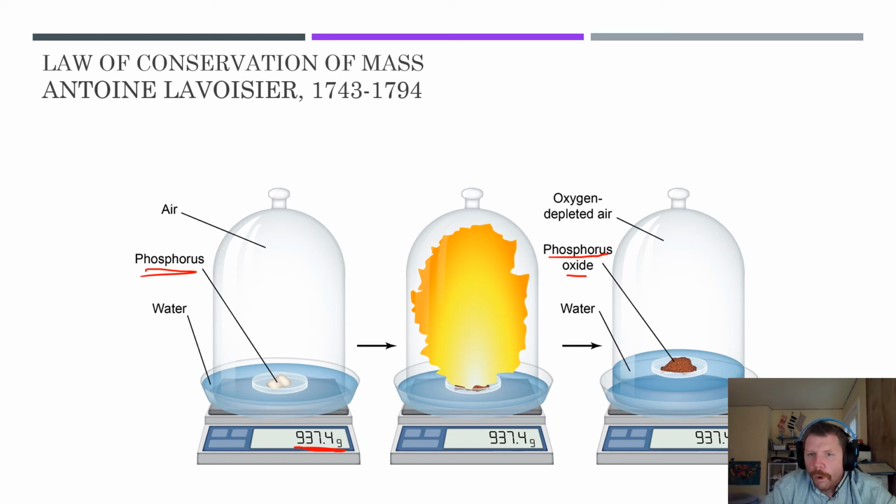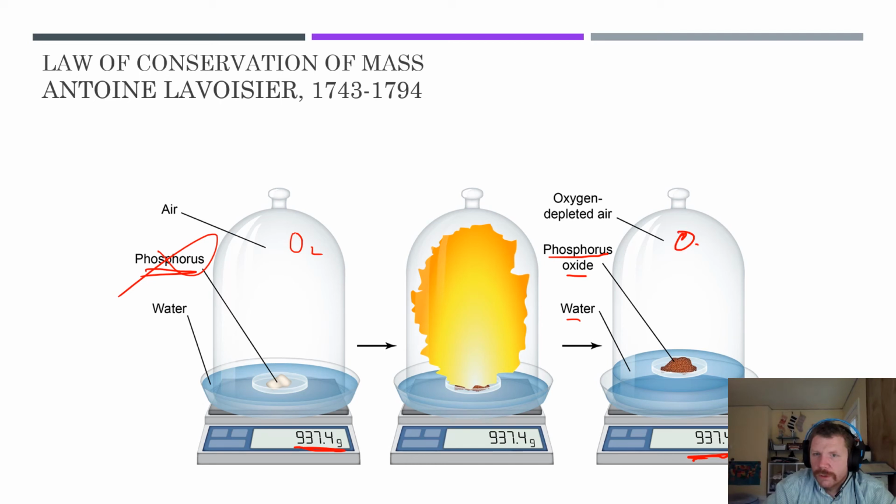Water will rise up within this bell jar. Our oxygen has all been consumed. We have phosphorus oxide, water. So the question is, what's the mass of that whole system? That mass is still 937.4 grams. We had phosphorus, well, now we don't have phosphorus. We had oxygen in here, now we don't have oxygen in here.